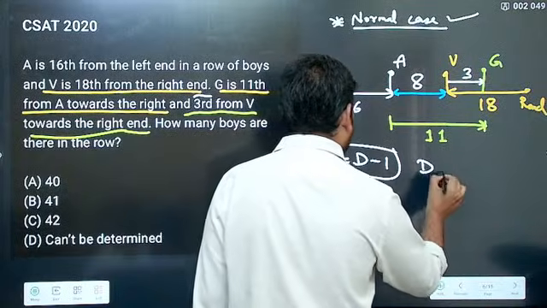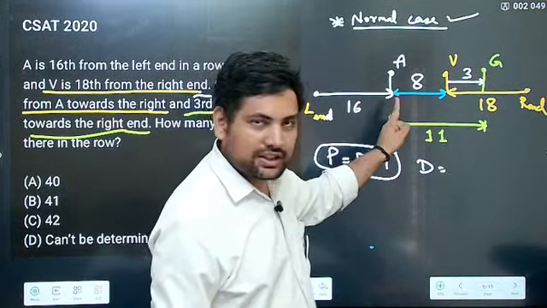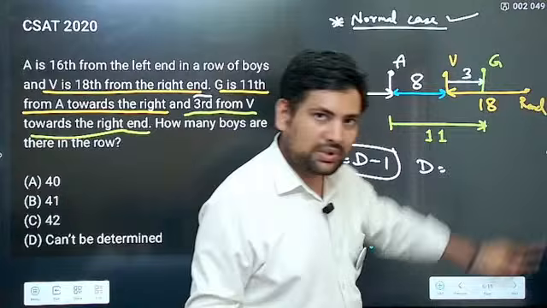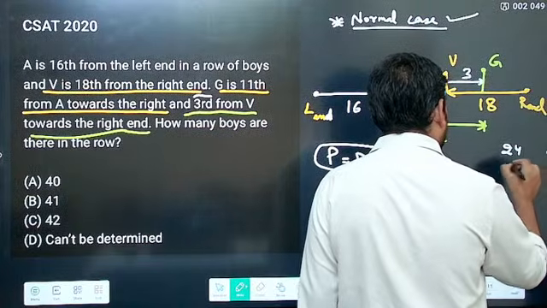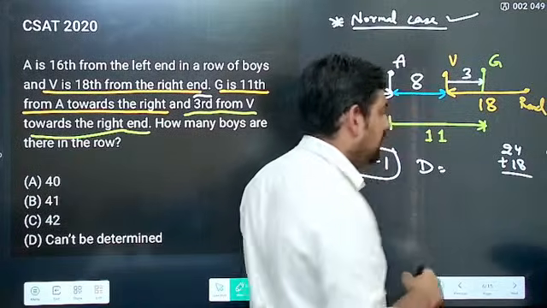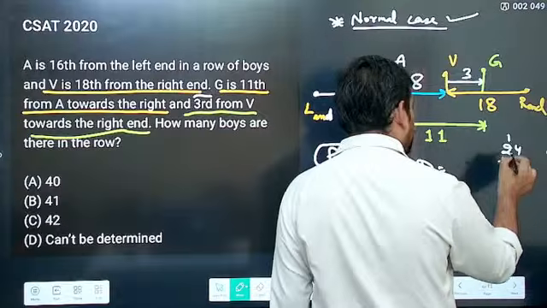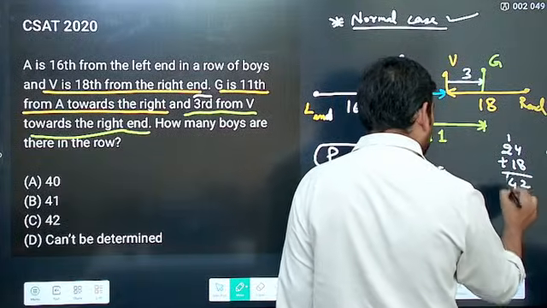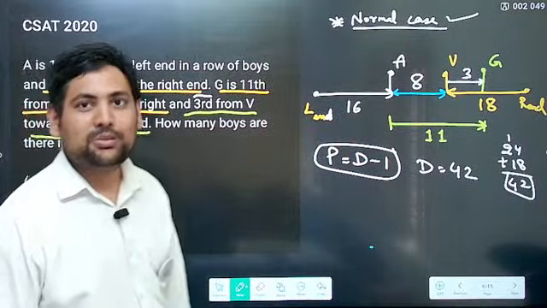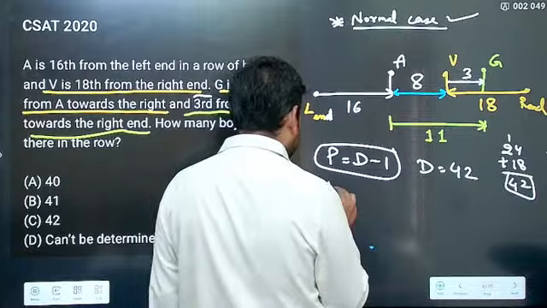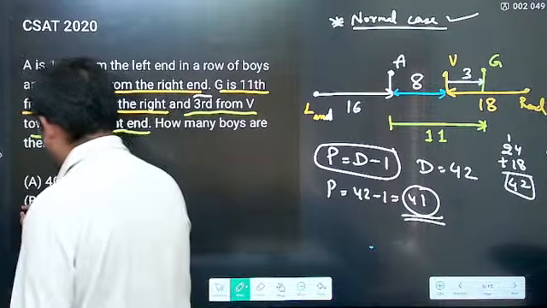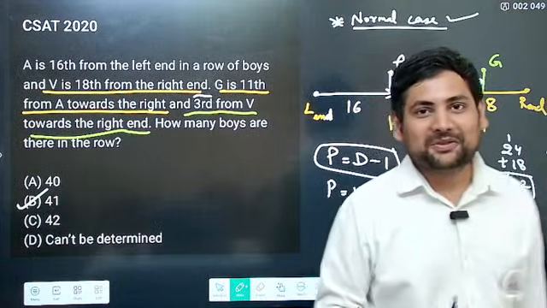Now let's calculate the distance. What is the distance? 16 plus 8, that is 24. 24 plus 18. 8 plus 4 is 12, 1 carry, and 2 plus 2 is 4. So 42 is the distance. Now some people will immediately take 42, but that would be wrong. Number of persons will be 1 less. So it will be 42 minus 1, that is 41. So B becomes the answer, that is 41.